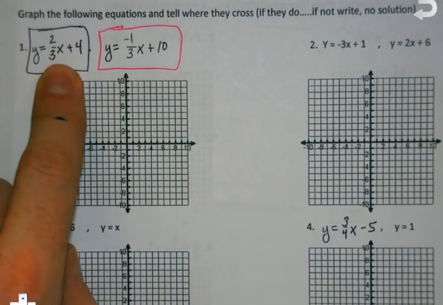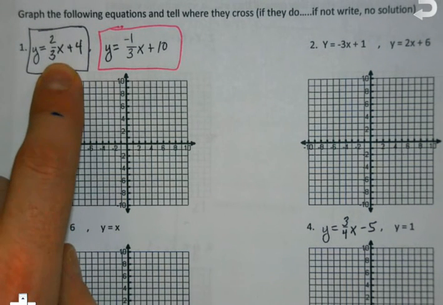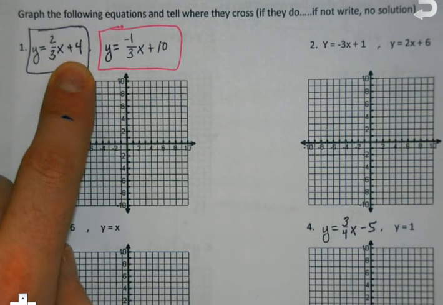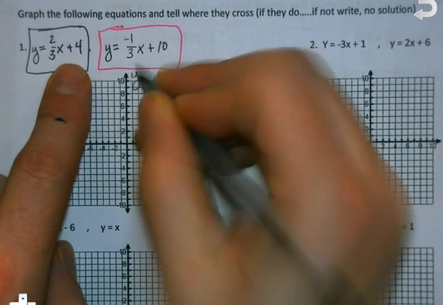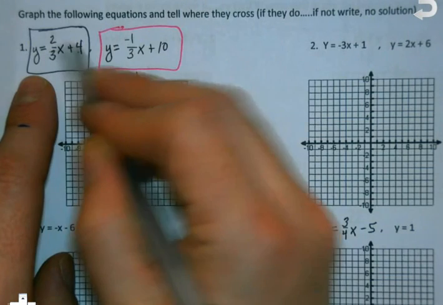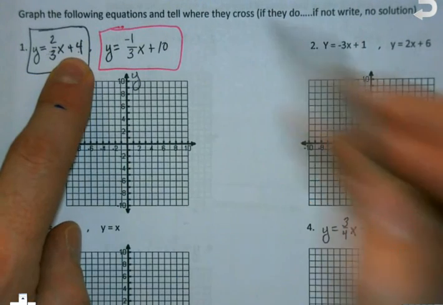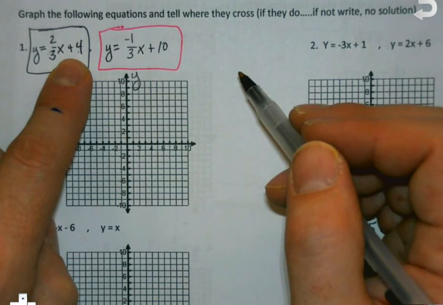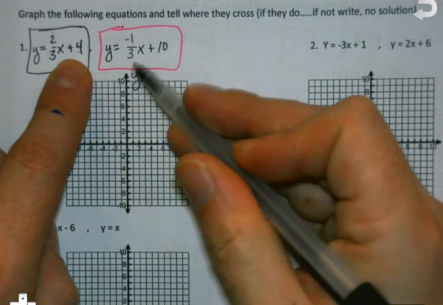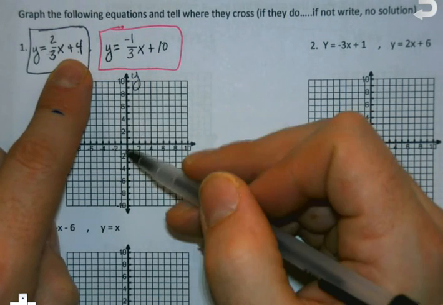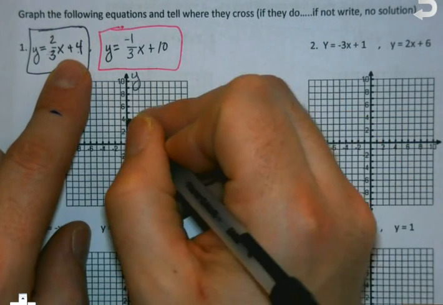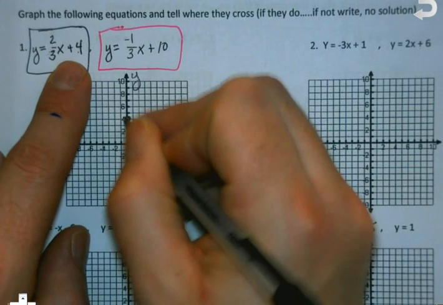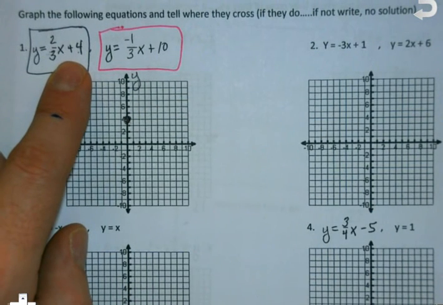So for my first equation, 2/3 x plus 4. What's my y-intercept and where do I go? Which one of those numbers do I need to work with first? 4. So if my y-intercept's 4, what direction am I going for? Up or down 4? Up 4. Excellent. Yep, up 4 for my first dot.